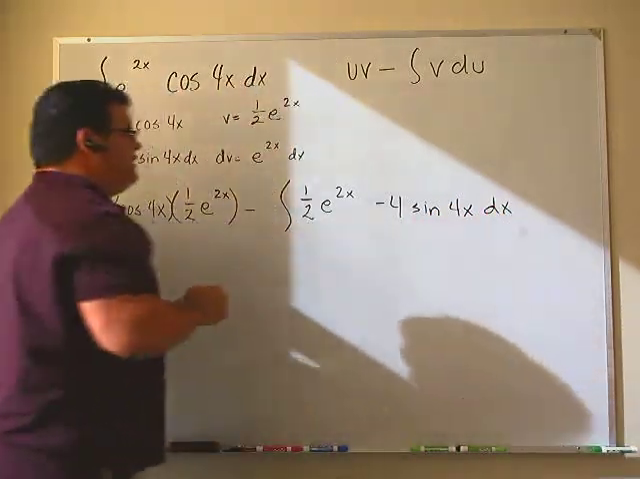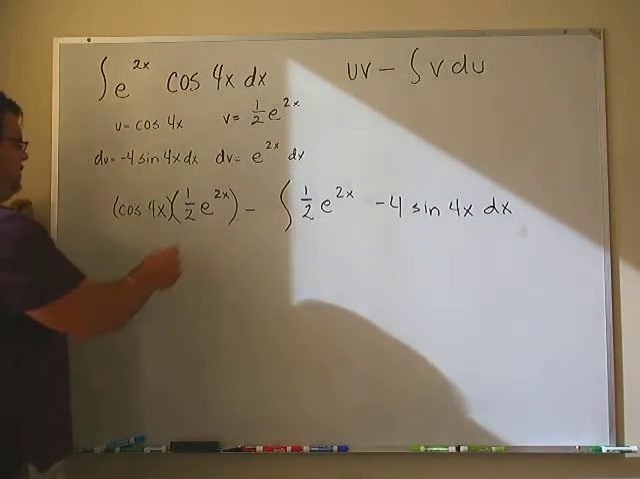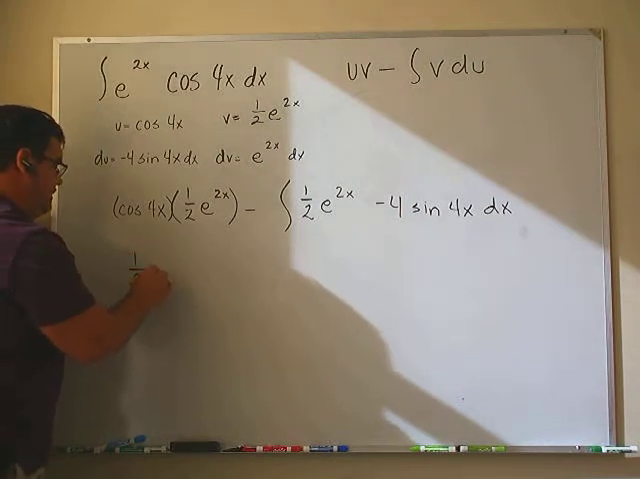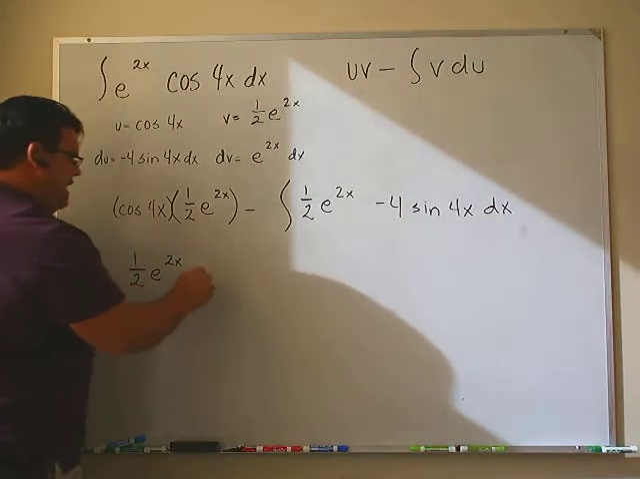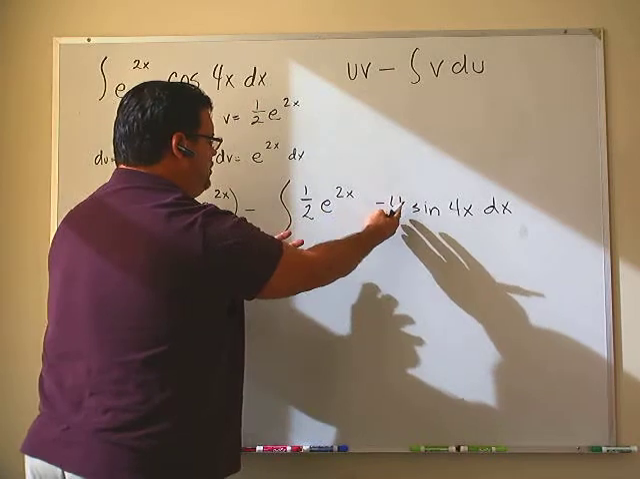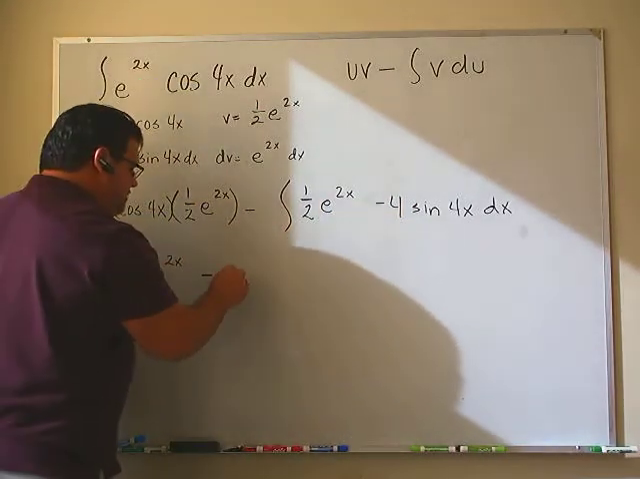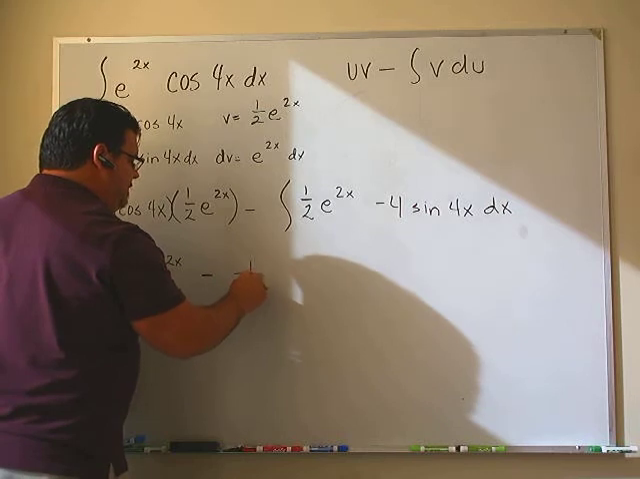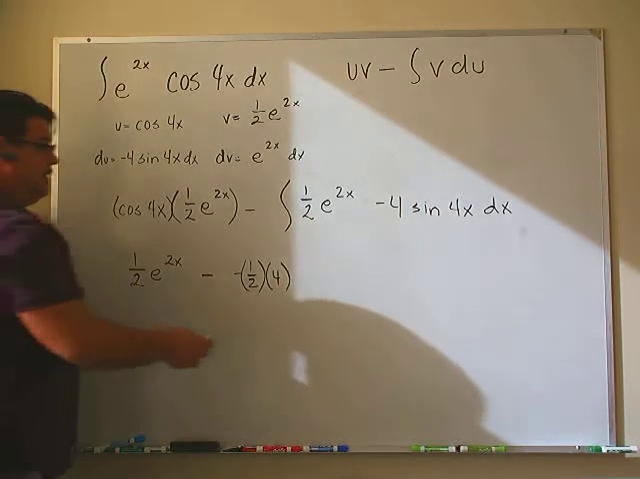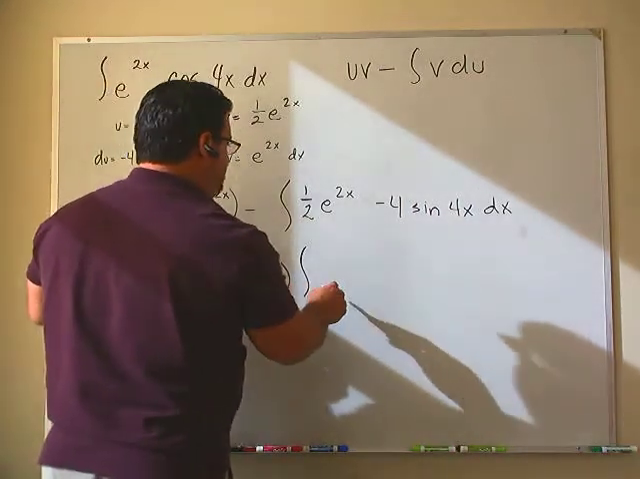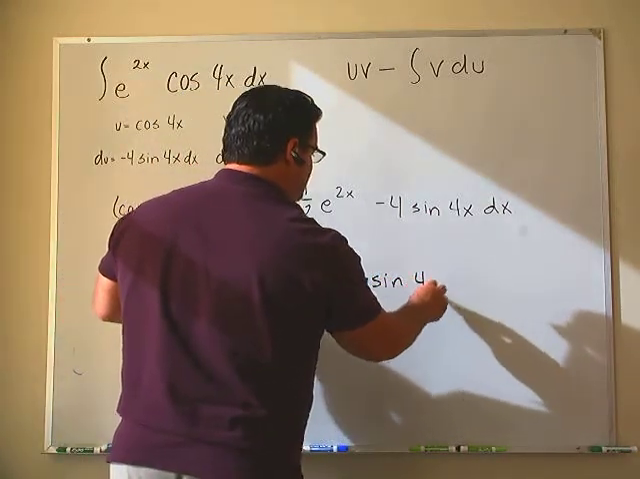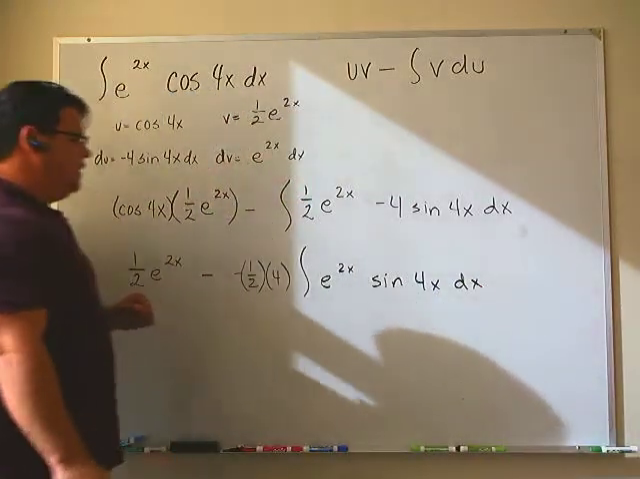sine 4x dx. Now at this point we need to clean up everything, and if we pull this 1/2 out front, we get 1/2 e to the 2x minus, we need to pull these constants out. We got two constants we can pull out. We can pull out the 1/2 and the negative 4, so that'd be negative 4 times positive 1/2, antiderivative of e to the 2x times sine 4x dx.